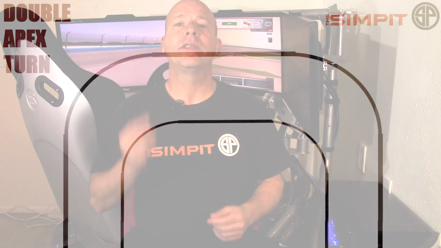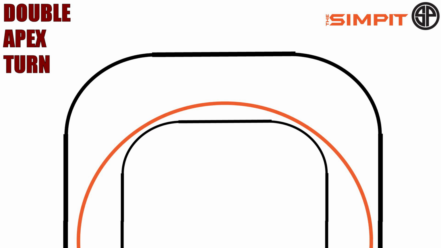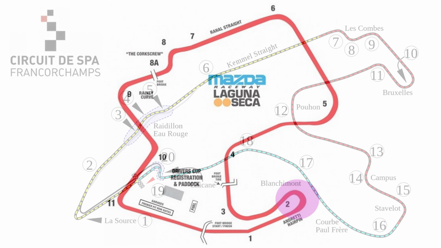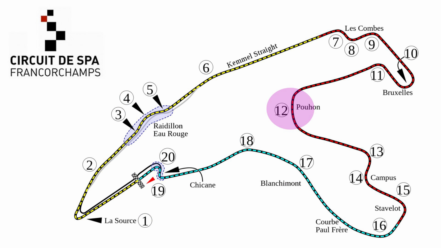There are also moments or corners that we will double apex. This can be an extremely long corner. It can also be when you have two corners so close together that we treat them as one. Great examples of this can be found on turns 2 and 3 combined at Mazda Raceway, and also at Pouhon, or turn 12 at Spa.